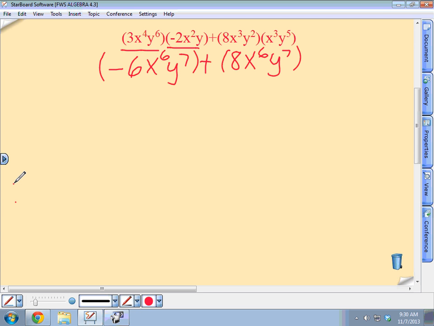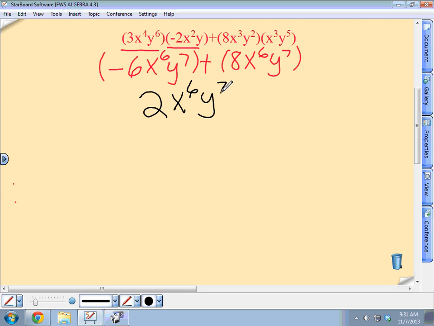Now that you're down to this step, you have exactly what you had from the previous chapter, adding polynomials. So notice what you have. You have like terms, don't you? Because other than the coefficient, other than that number out in front, you have exactly the same expression, right? X to the 6, y to the 7. So you can just add those right up. So what is negative 6 plus 8, Elise? So you have 2x to the 6, y to the 7th.